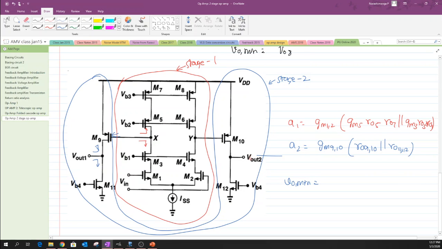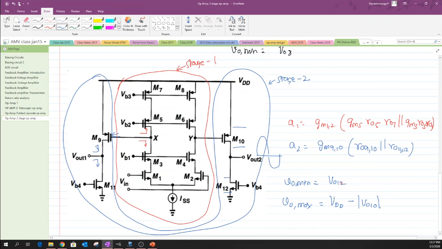So let me just use this V out 2, and whenever there is a lower swing, we have to ensure that there is a minimum drop across the drain and source of this M12 transistor, which is written as VOV 12, and VO max also has to ensure that there is a minimum voltage drop across the drain and source of M10, due to which it can be written as VDD minus the VOV 10.